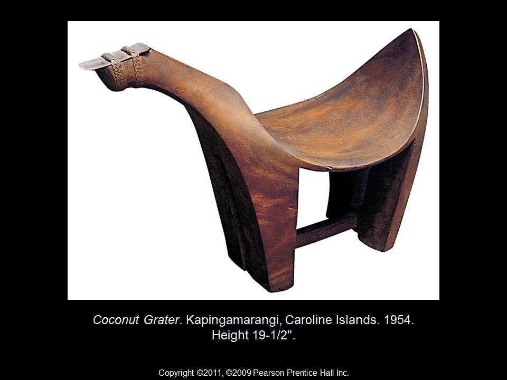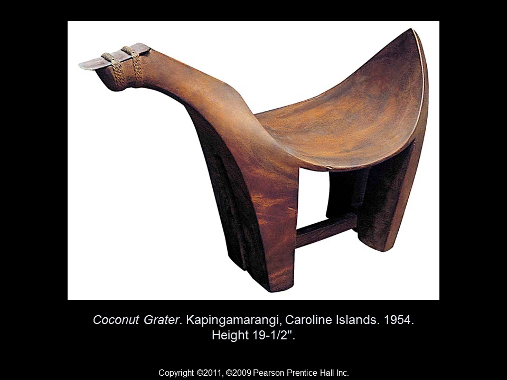This sculpture is an abstraction of an animal-like figure, and it also serves a functional purpose. It is a coconut grater from the Caroline Islands from around 1954. If you look at the coloring of the grater, it has something that is called a patina. It's the natural process of oils and dirt embellishing the wood and giving it very individual characteristics.